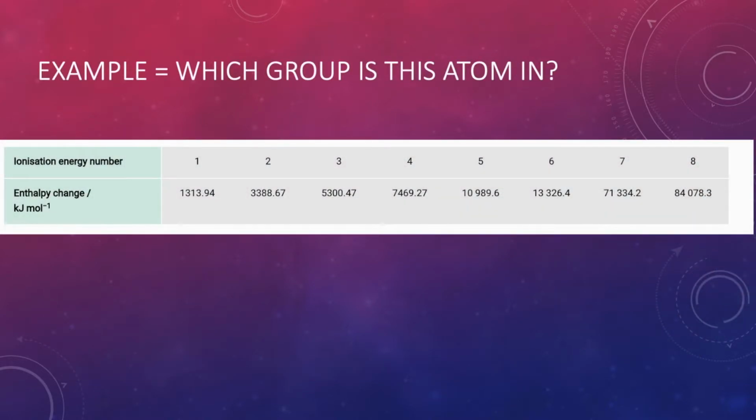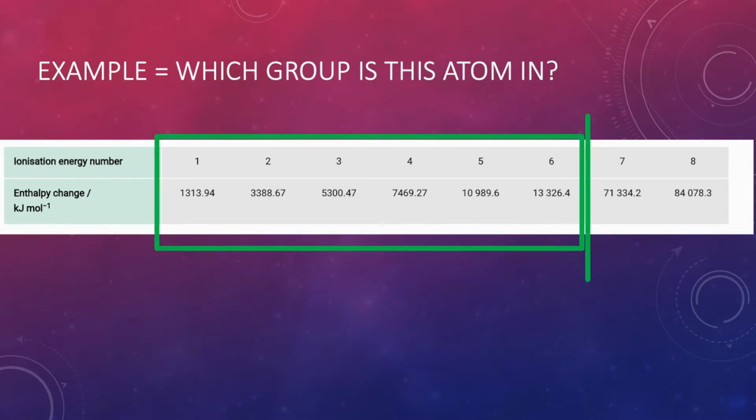So let's look at an example. Which group is this atom in? Now, we don't really want to have to plot a graph because they're quite time consuming and you won't have time in the exam. So the key thing is to look at the jumps as we go through the numbers. So first to second, you can see it's about, I don't know, times 3 or so. Then again, just over 1 or so, 1.5 perhaps. Again for the next one. However, when we get between the 6th and the 7th, you can see there is a huge jump.